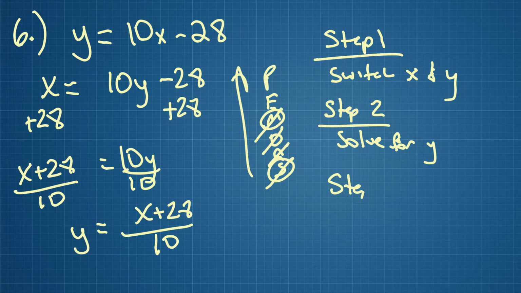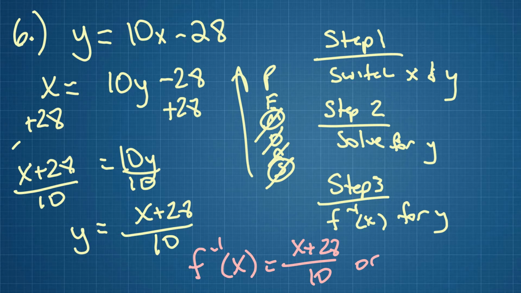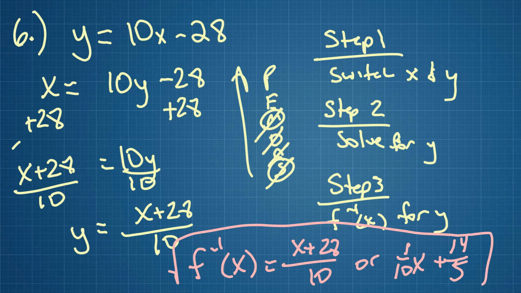So step 3 says you're going to write f negative 1 of x for y. So my final answer should be f negative 1 of x equals x plus 28 all over 10. Or you could say 1/10 x plus 28 over 10 becomes 14 over 5. That's if you want to put it in slope-intercept form. All right? I think that first one's the easiest. And that's it for 6.